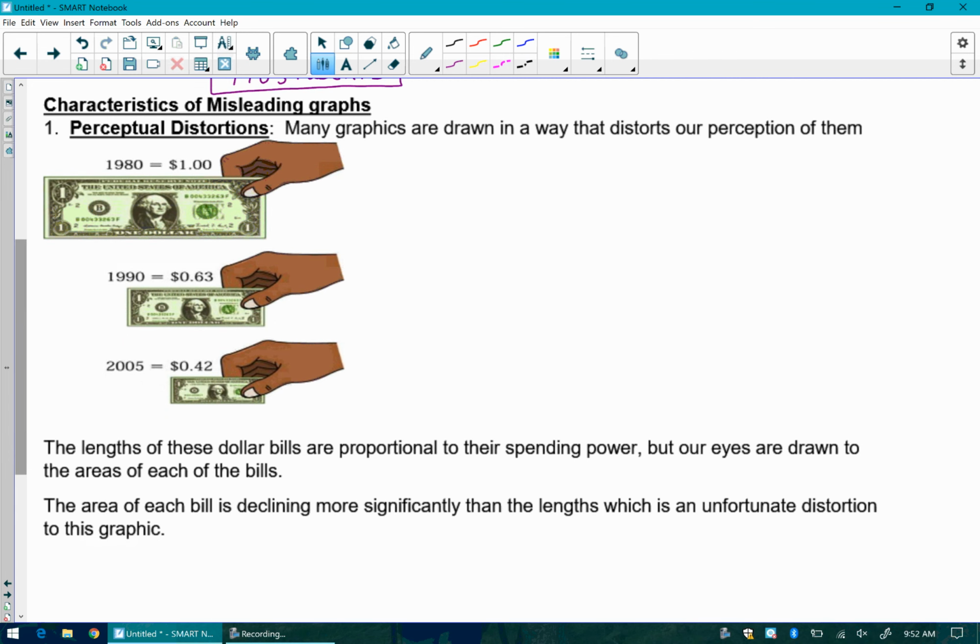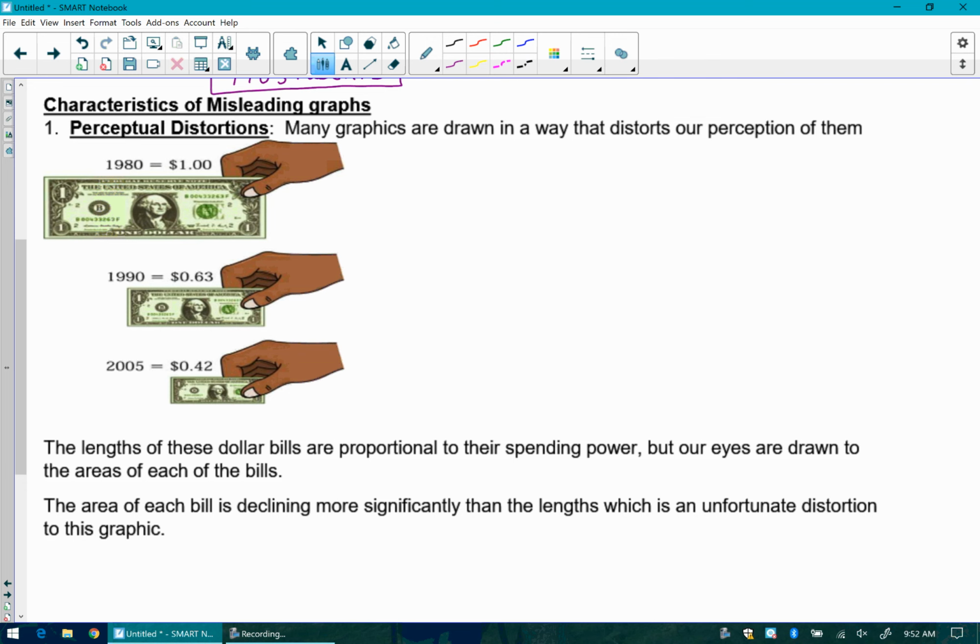Okay. And then we'll close up shop here in section 5D, which will be focused on some common characteristics of misleading graphs. And so the first one that I'll look at here are perceptual distortions. So if you look at 1980, they have the standard dollar bill. And then 10 years later, in 1990, they have the standard dollar bill as well. But they're saying that in 1980, a dollar bill was truly worth $1. But by 1990, the dollar bill was worth 63 cents.